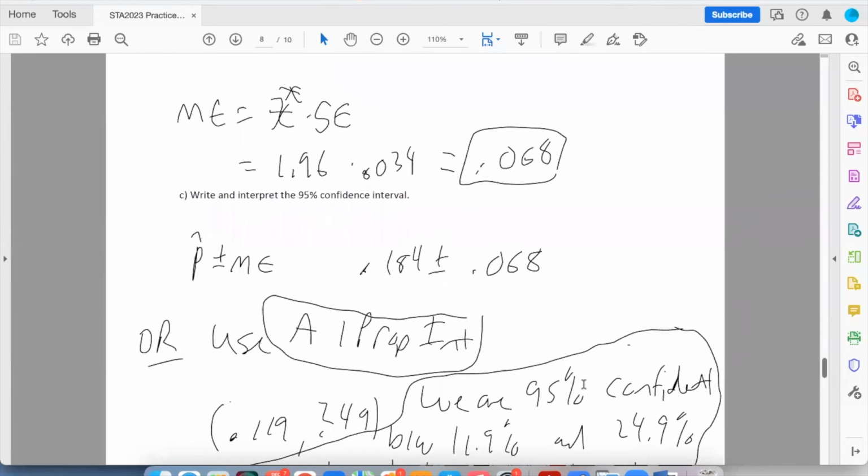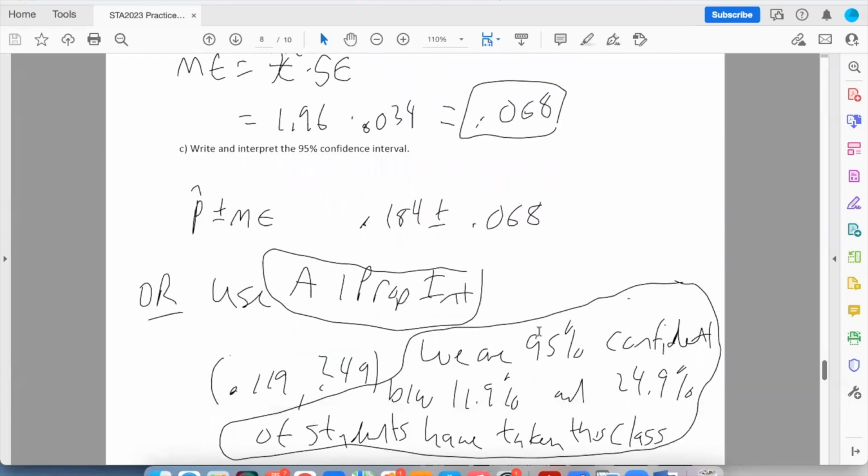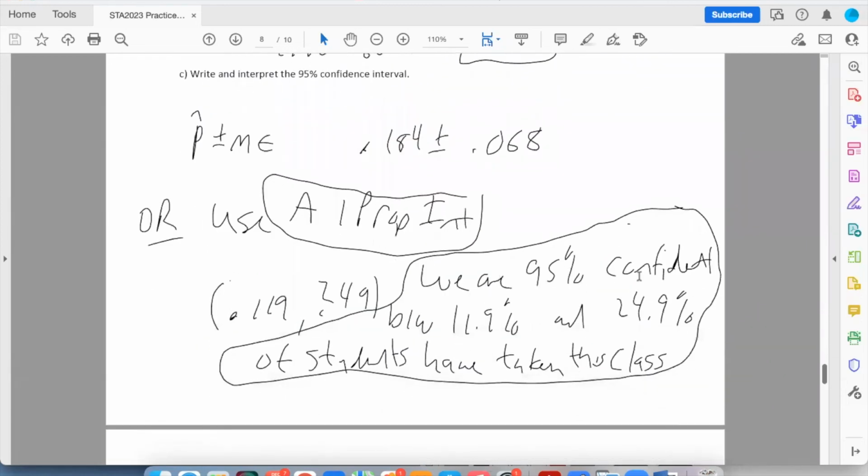Now, what if we want the margin of error? If we did it by hand, the margin of error was one of the intermediate steps. If we use the calculator, we've got to go through extra work to find the margin of error. And that's high minus low over 2.